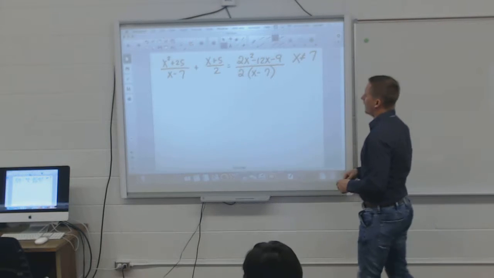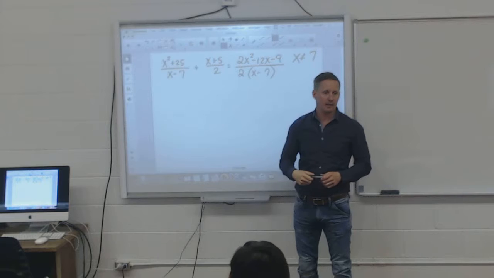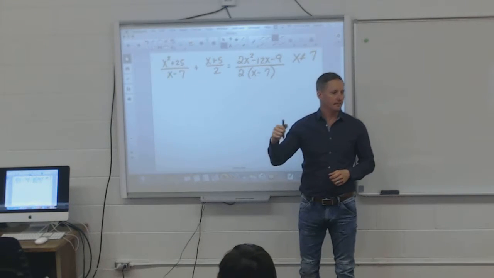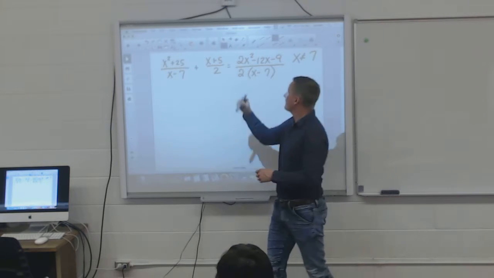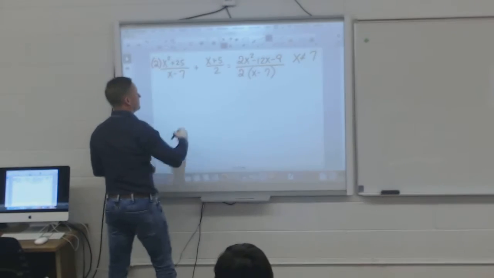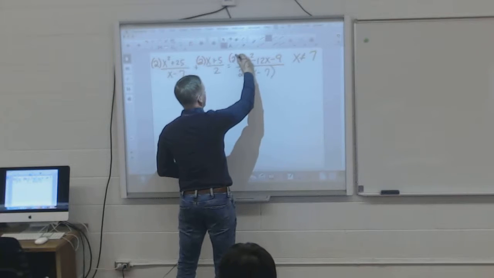Alright, so I want to get rid of the 2. Let's start with that, okay? So how do I get rid of the 2 on my denominator? Multiply everything by 2, right? So I'm going to times this top part here by 2, times this top part by 2, and times this top part by 2.